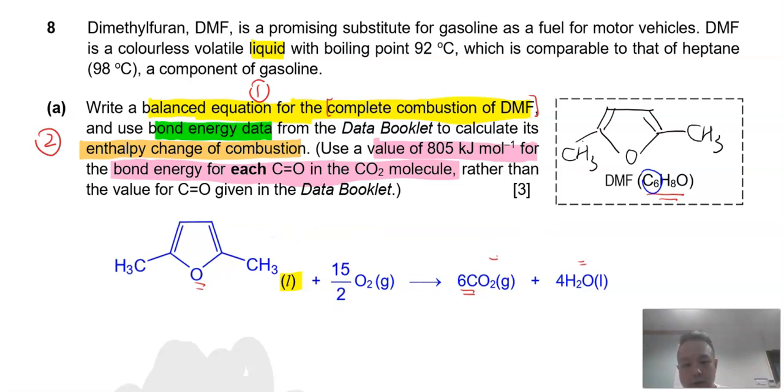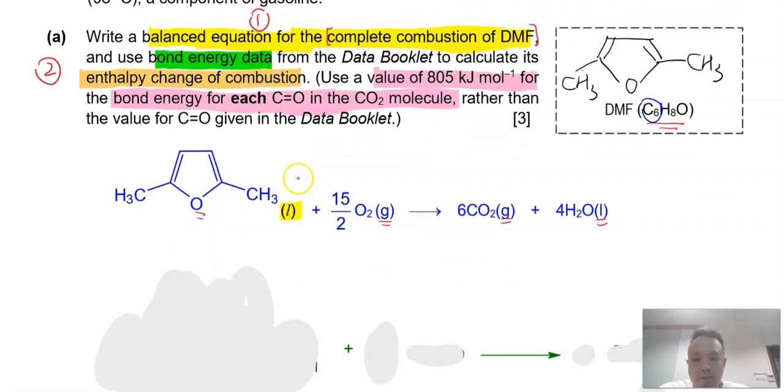Alright, so state symbols at standard condition. Oxygen is gaseous, CO2 is gaseous, water is liquid. Okay, so again with thermochemistry, it is important to write all the equations with state symbols. Then they ask you to make use of a data booklet to calculate enthalpy change of combustion. And then for the C double bond O in CO2, use 805.